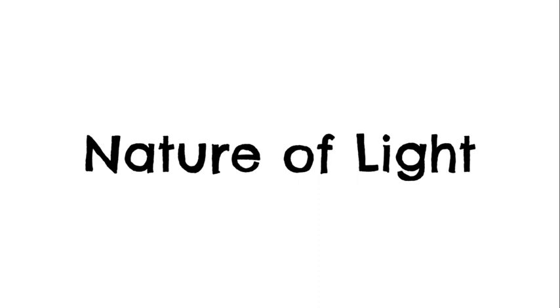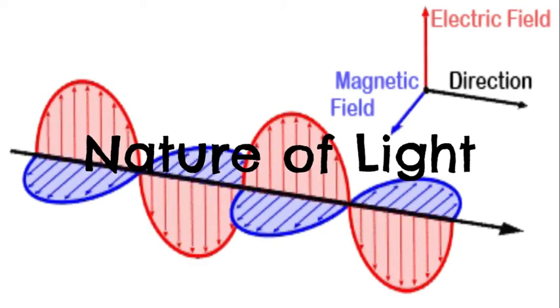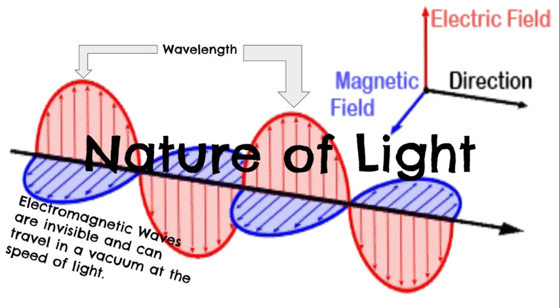Nature of light. Light is a form of energy that travels like a wave through space and other materials. Light behaves like an electromagnetic wave. Like water waves, a light wave is the movement of energy from one point to another and is measured in wavelengths. A wavelength is the distance from one peak or trough to another. Electromagnetic waves are invisible and can travel in a vacuum at the speed of light.